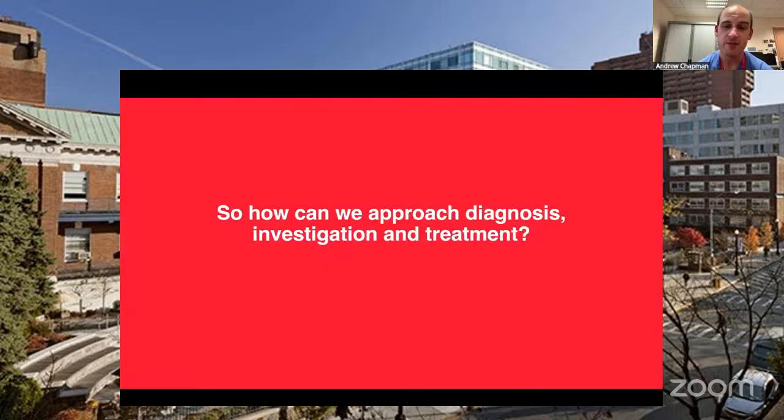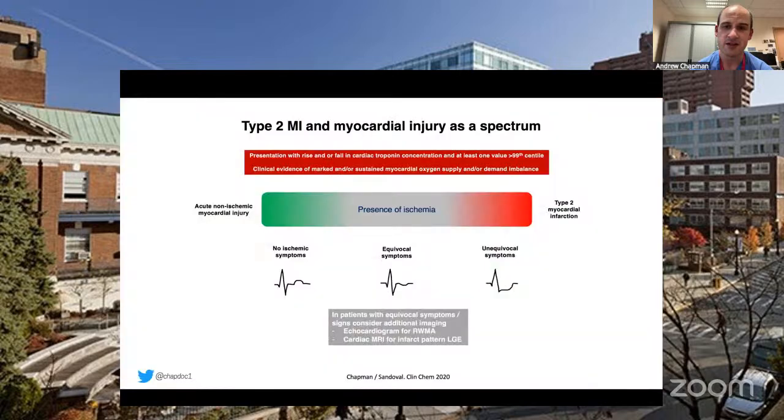So at present, how can we approach diagnosis, investigation, and treatment? I think of acute myocardial injury and type 2 myocardial infarction as a spectrum. Currently, the distinguishing factor is not the troponin concentration, it's the ischemia, which can either be a subjective symptom or it can be the interpretation of the 12-lead ECG. Essentially, the illness severity and the presence of underlying risk factors is going to dictate which area of the spectrum your patient falls.